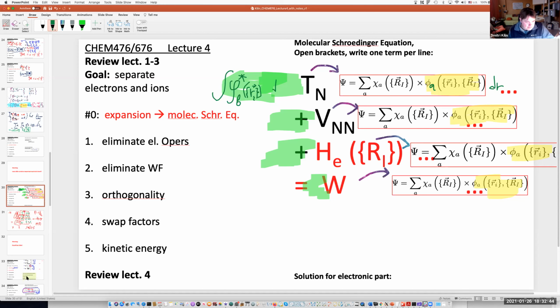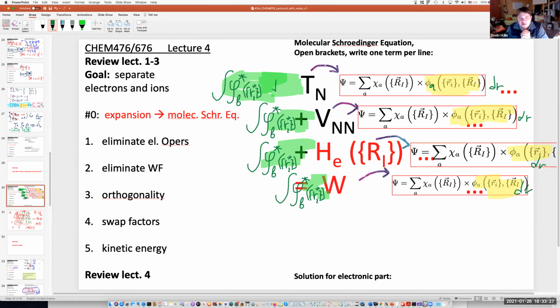So let's practice the benefit of the copy-paste environment. So I'll put this here, there, and there, and then I write dr at the end of each line. So my intention in this little exercise is to practice orthogonality and remove this phi sub A electronic wave function completely.